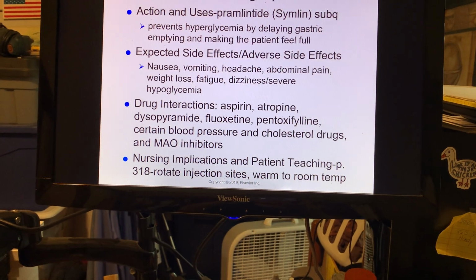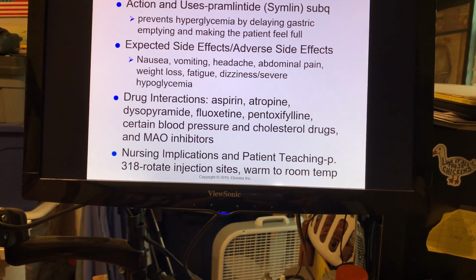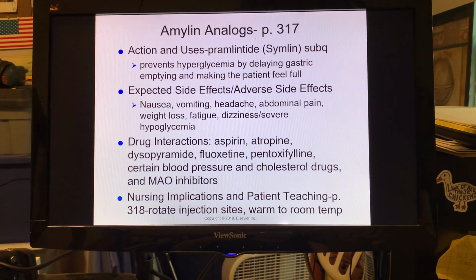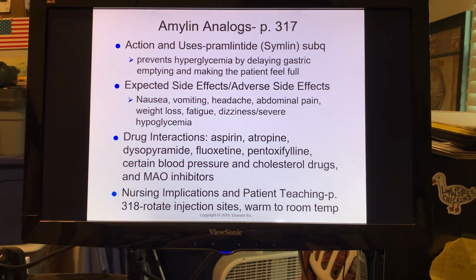As a nurse, you want to make sure that you warm the injection to room temperature so that it doesn't really sting, and rotate injection sites, just like we're told to do with insulin or any kind of sub-Q medication. You don't want to inject it in the same place.